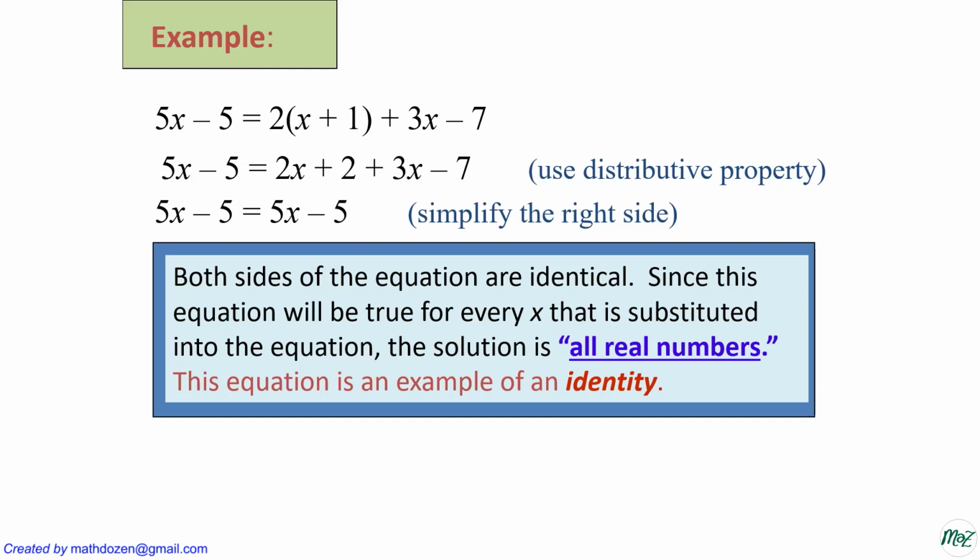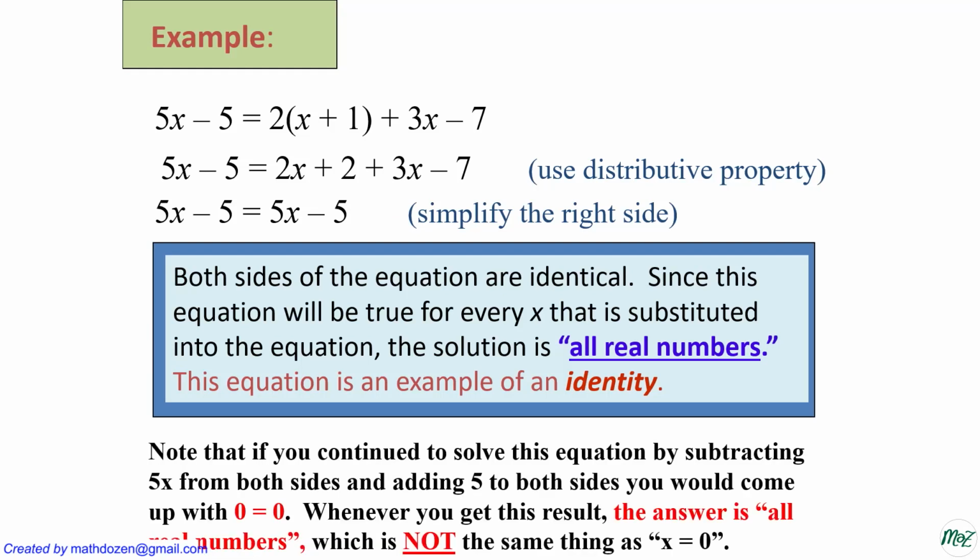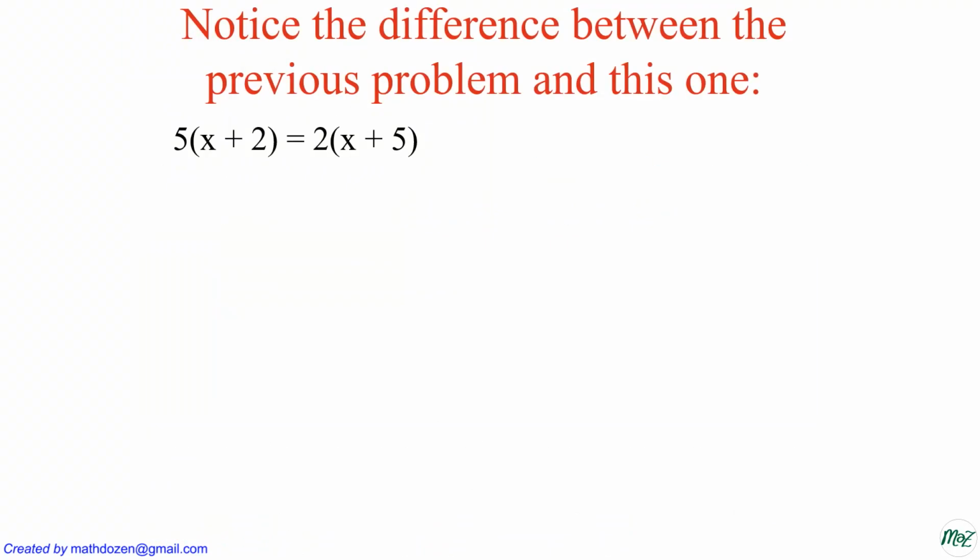Now, if you don't observe this statement as equivalent on the left and right side, you can continue solution steps and subtract 5x from both sides and then subtract and add 5 to both sides, but you will end up with a statement 0 equals 0, which is true. So you have two numbers that are absolutely identical on both sides of the equation. So this time you can make a conclusion that the solutions will be all real numbers and it is an identity equation.